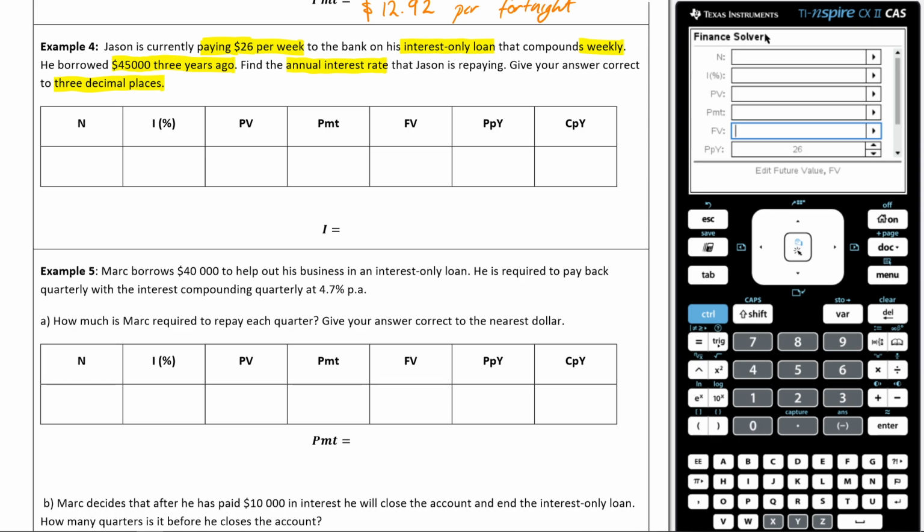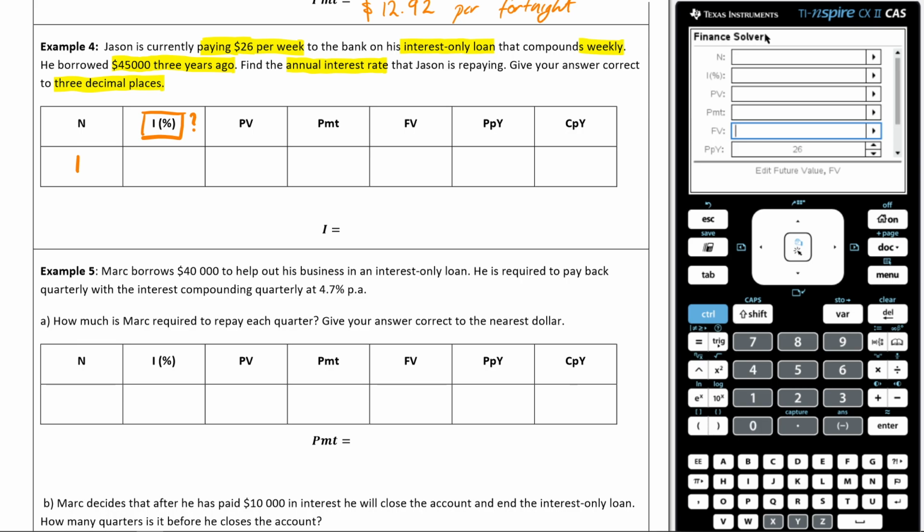I've highlighted all the key terms. First things first, what are we trying to find here? I'm trying to find the annual interest rate. So this is what I don't know. So always make sure you identify the thing you're trying to find. That's very important. Next, this is an interest-only loan, so I know that the end value doesn't matter. We'll just make it 1.